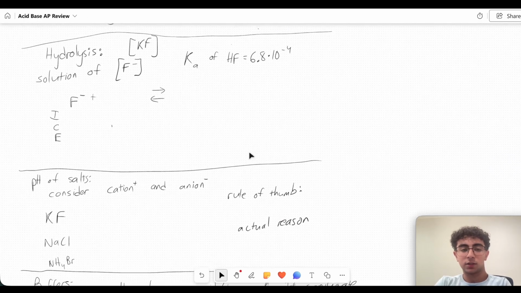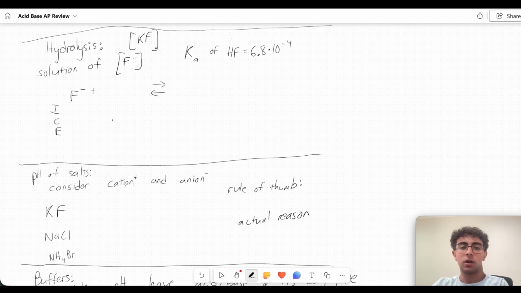Moving on to hydrolysis. They'll give you a salt, or they could straight up give you a conjugate base. So let's do a calculation with 0.050. Now here, if they give you KF, that means we're going to use F minus. I'll get to in a sec why the K doesn't matter. But F minus is the conjugate base of an acid. So as a quick review, if I have an acid like HF, its conjugate base is going to be F minus, in other words, after it loses its H.